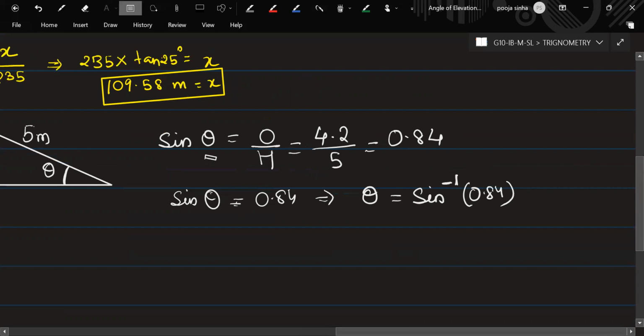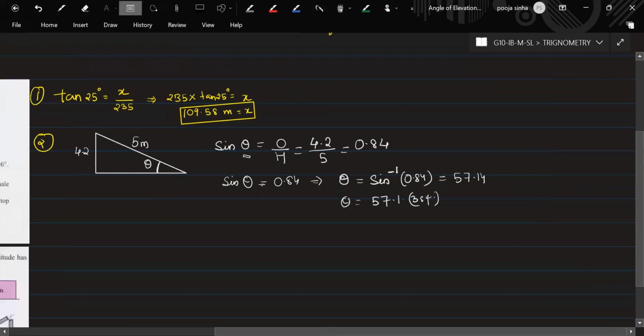Okay, now go to your calculator. Press sine inverse. In a bracket, write 0.84. 57.14. So theta is equal to 57.1 in 3 significant figures. Got it? Is that clear? Yes, Miss, I got it.